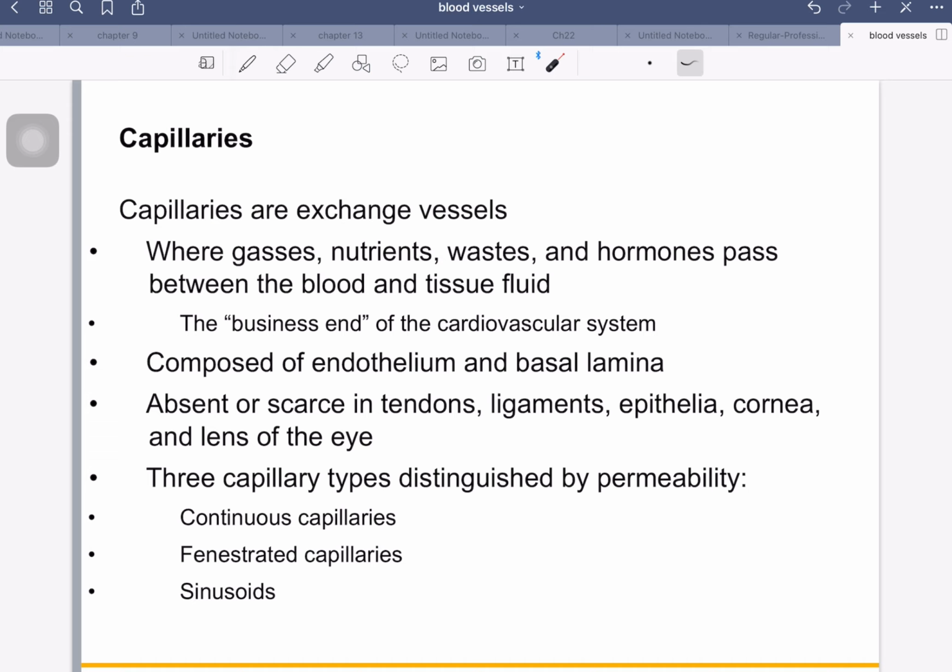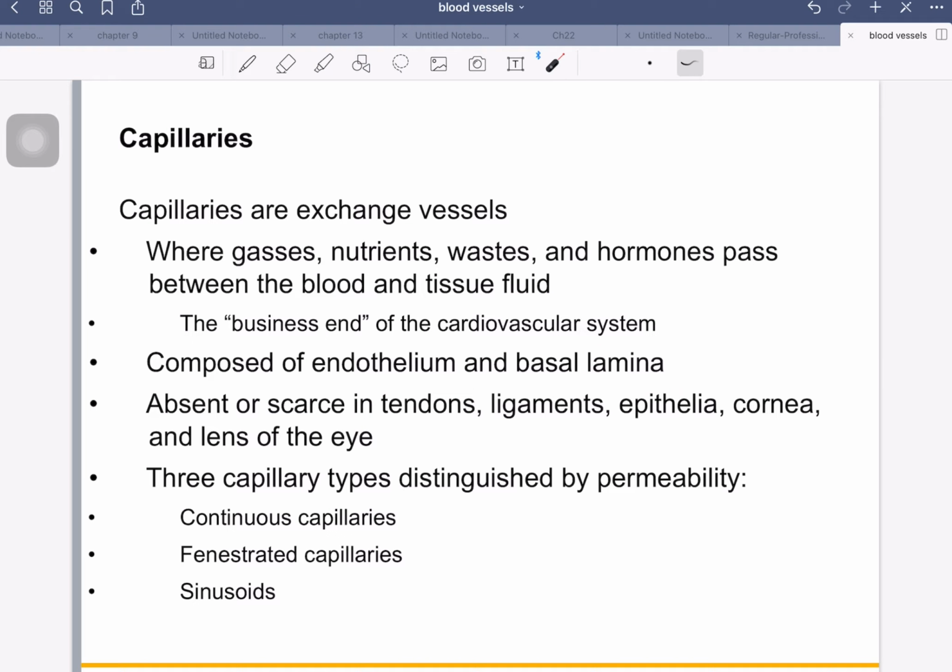Now, capillaries are where we do exchange of gases, nutrients, waste, and hormones. And what are they made of? Well, they're thin-walled, and we're really looking at endothelium and some basal lamina associated with it. Now, there are some places in the body where we really don't see capillary beds: tendons, ligaments, epithelia, the cornea, and the lens of the eye.